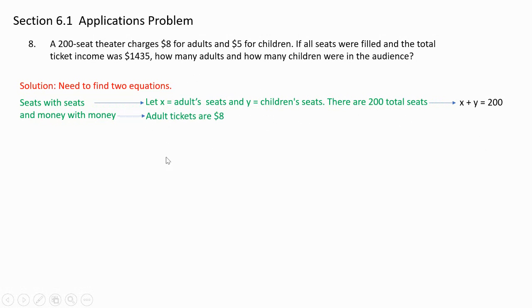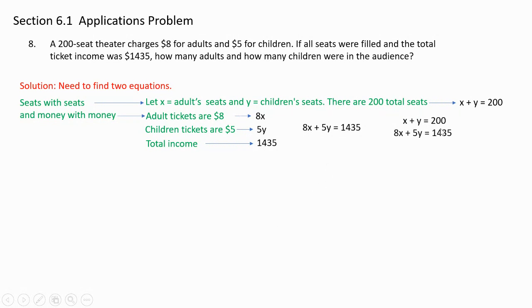Now, money with money. If the adult tickets are $8, this will be represented by 8x. In a similar manner, if children's tickets are $5, this will be represented by 5y. And what was the total ticket income? It was $1,435, so that must equal $1,435. So we got equation number 2: 8x plus 5y equals 1,435.